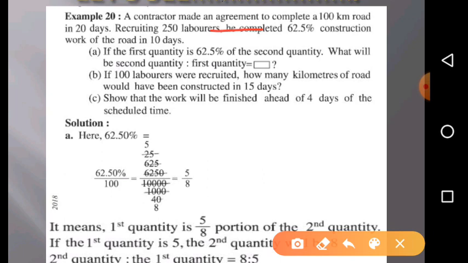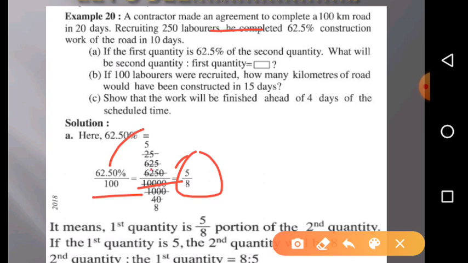62.5, that means percent. After removing the point we have to multiply and divide, as it is percentage, so 62.5% by 100. After multiplying numerator and denominator we will remove the point, and this will become 6250, and here you can see 10,000. After cancelling 2 digits we will get 5 by 8.